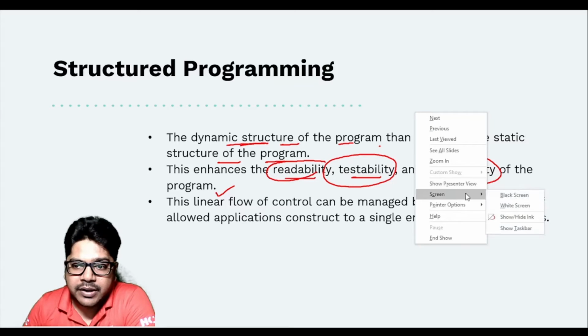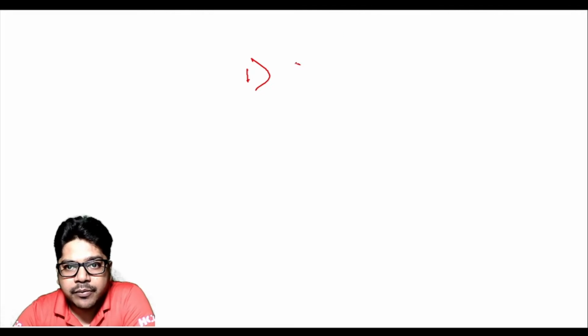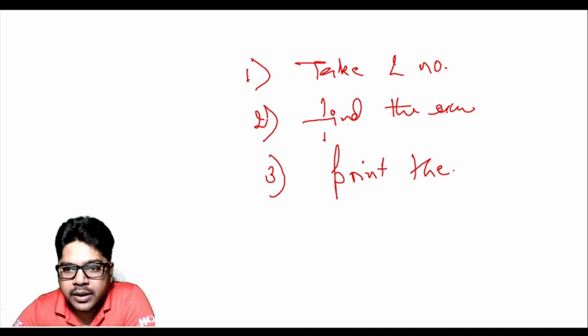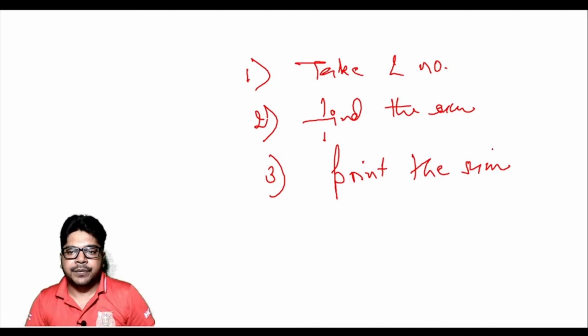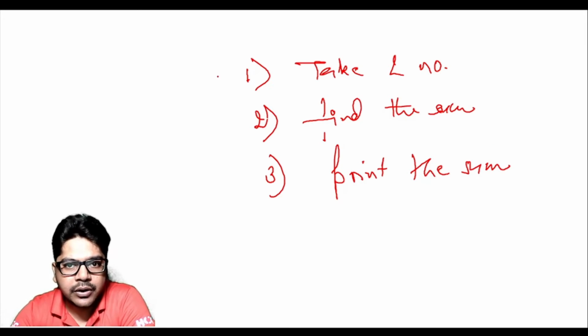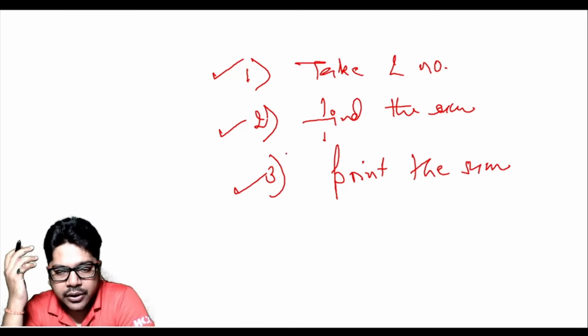Let us take an example once again. There were three steps. First was take two numbers, second was find the sum, and the third was print the sum. Now the first point was readability. Don't you think it is much easier to read and understand the steps that you need to follow? Take two numbers, then find the sum and print the sum. So readability is all about how easy it is for the user to read it and understand it. Okay, testability.